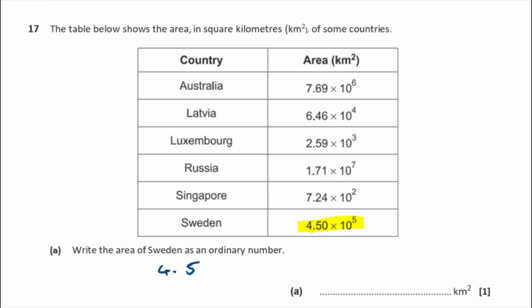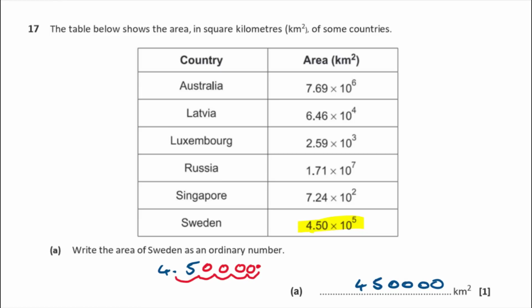If I want to write it as a normal number, I could just type that into the calculator and work it out, or I can work out where the decimal point goes. Times 10 to the 5 will have the effect of shifting the decimal point 1, 2, 3, 4, 5 jumps along, which means there are going to be some extra zeros appearing. So my answer is going to be 450,000.